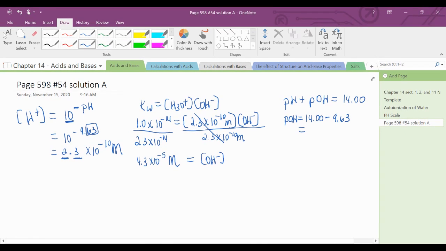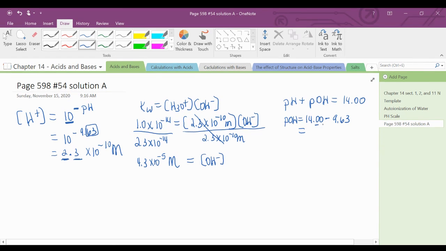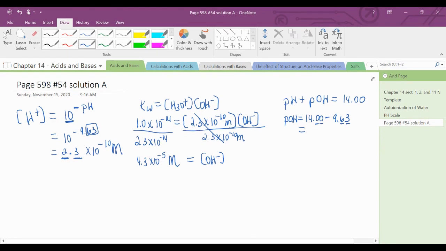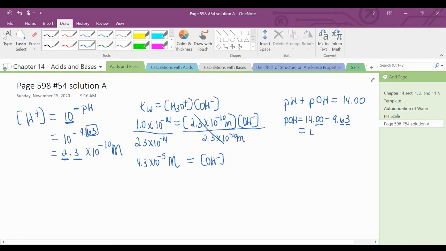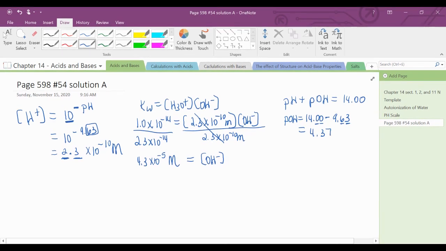And remember, when we're talking addition and subtraction, we look at decimal places. So both 14 and 9.63 have 2 decimal places. So my pOH should have 2. So we get 4.37. And then the last thing I want to know is, is this acidic, basic, or neutral? So if I'm looking based upon my pH, it is greater than 7. So we would say that this is a basic solution.